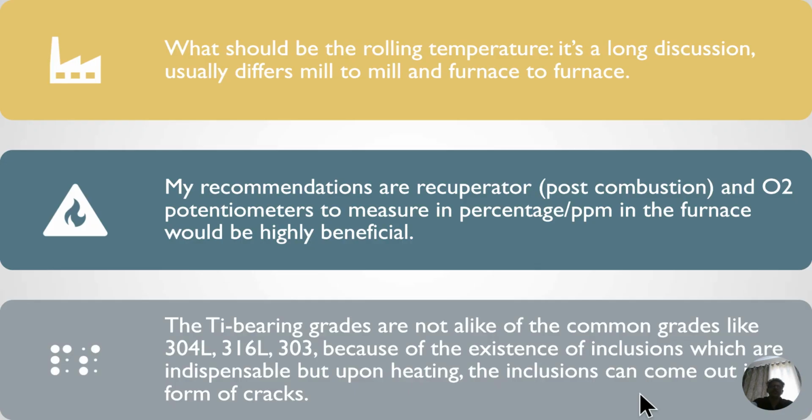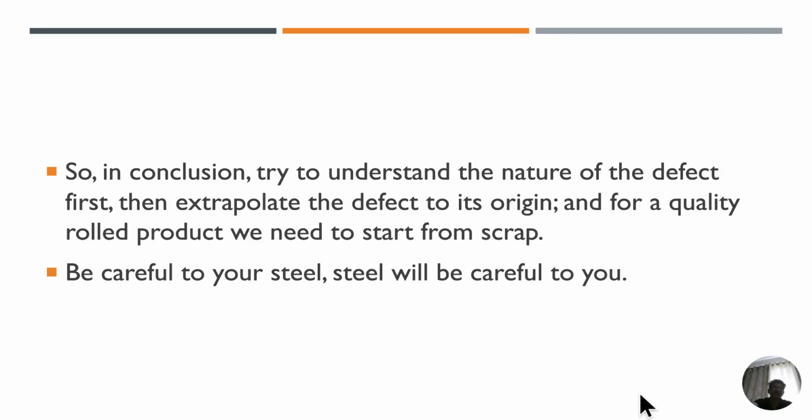What should be the rolling temperature? It's a long discussion, usually differs mill to mill and furnace to furnace. My recommendations are recuperator and oxygen potentiometers to measure in percentage or ppm in the furnace, which would be highly beneficial. The titanium bearing grades are not alike the common grades like 304L, 316L, 303 because of the existence of inclusions which are indispensable, but upon heating the inclusions can come out in the form of cracks.